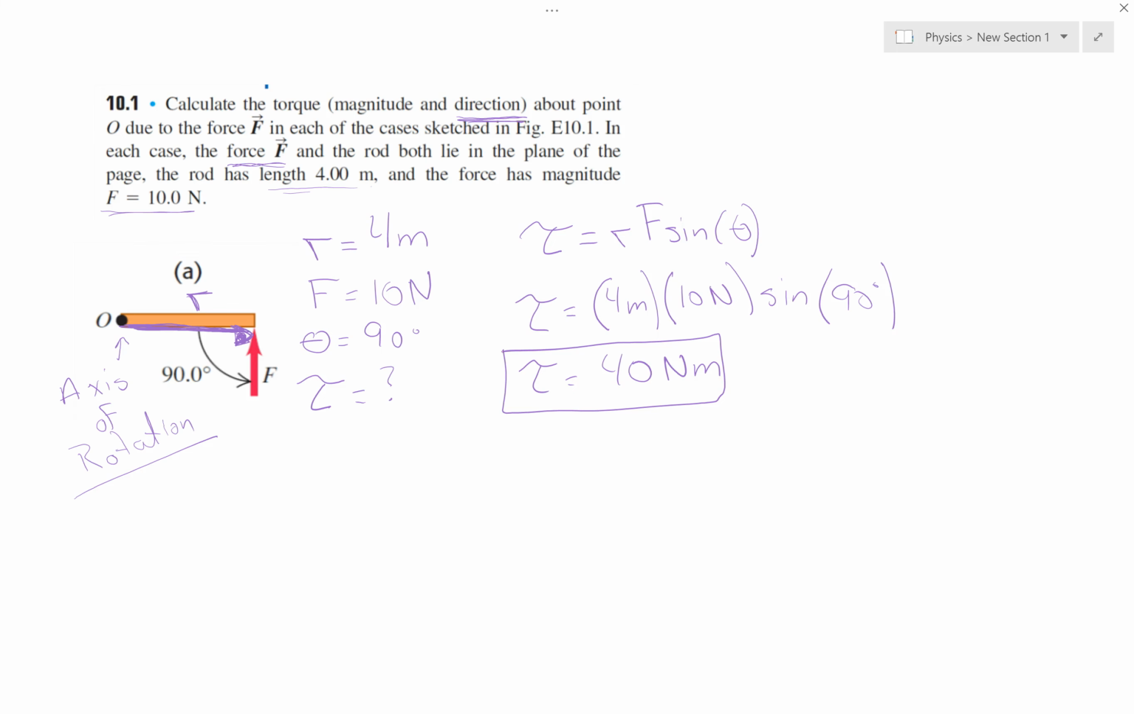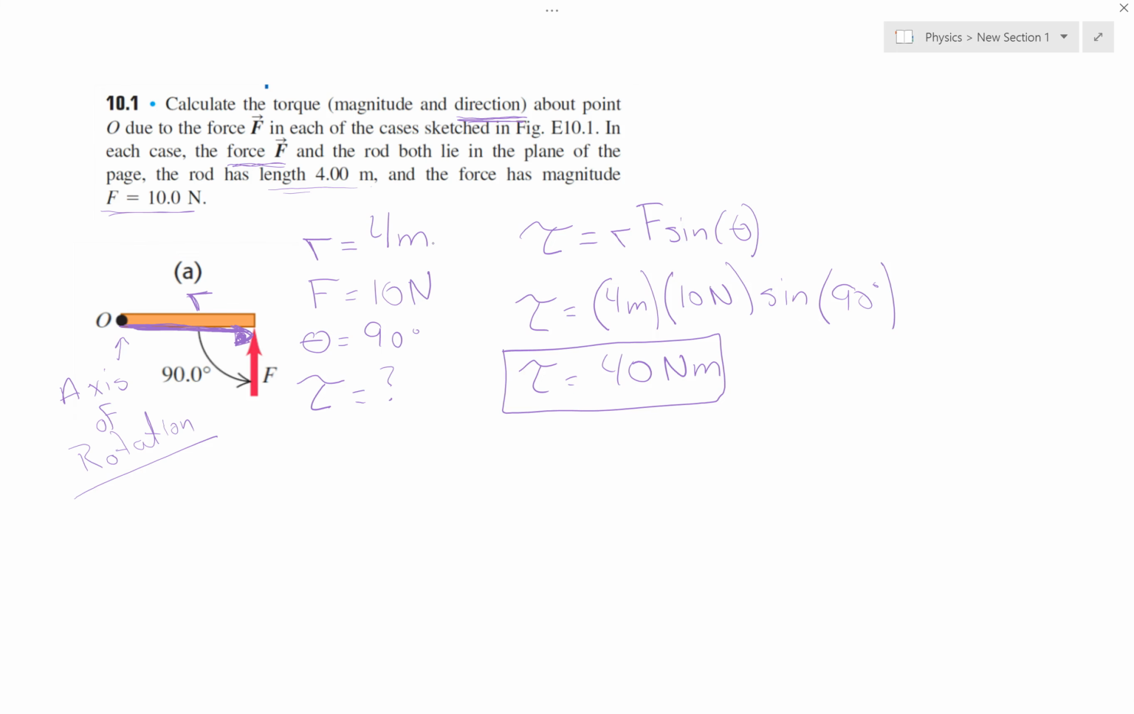Now in terms of the direction, if I were to look at this system, what I like to do sometimes is mimic it. So I'll put my pencil down on the desk, I'll hold it at the same point, and I'll apply the force in the same direction. And what I'll see is that this system is going to end up rotating counterclockwise.